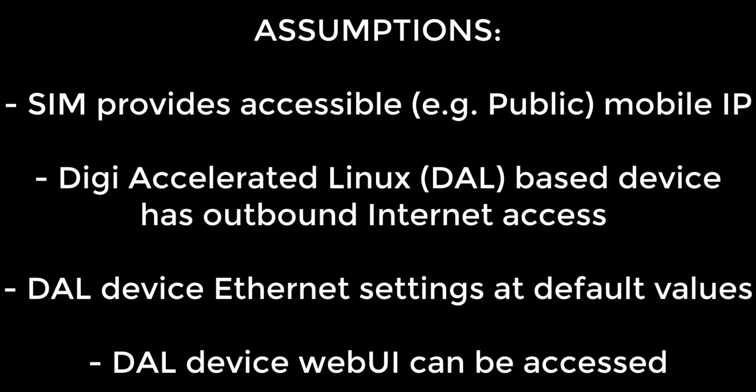We will make the following assumptions. The IX20 has a SIM card that provides a public mobile IP address such that it can be accessed from anywhere. The IX20 has internet access via the device's cellular-based core modem. The Ethernet port's settings do not differ from their default values, i.e. ETH1 is configured for wired WAN and ETH2 is configured for LAN. The IX20 web UI can be accessed, as this is the method we will use for configuring port forwarding.